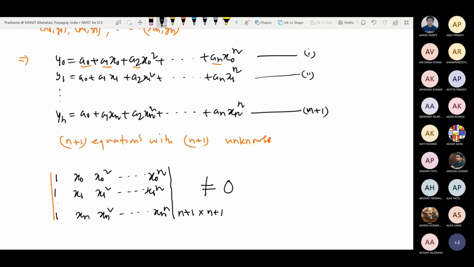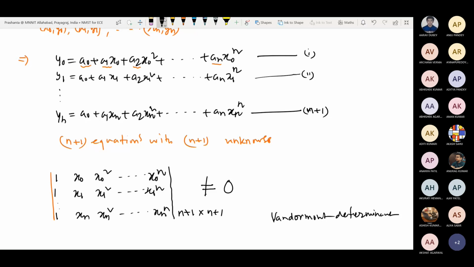It is certain if the data points are distinct, and obviously we will be considering distinct data points at different values of x. So if all the xi's are distinct from each other, which is eventually true, then this determinant is going to be non-zero. This particular determinant is called the Vandermonde determinant. I don't actually remember the spelling. Vandermonde determinant.